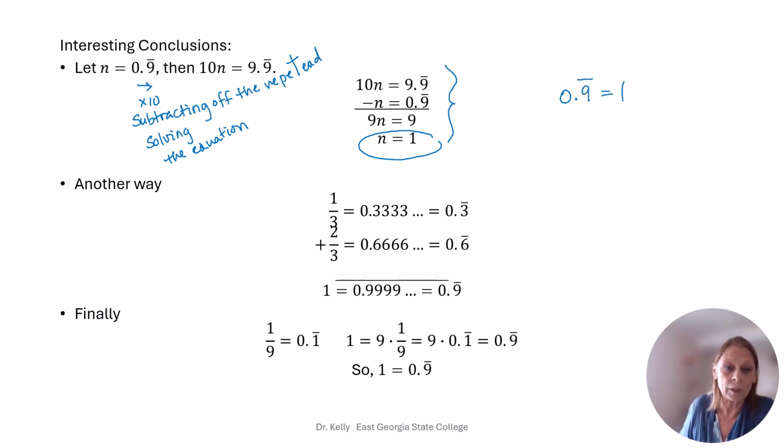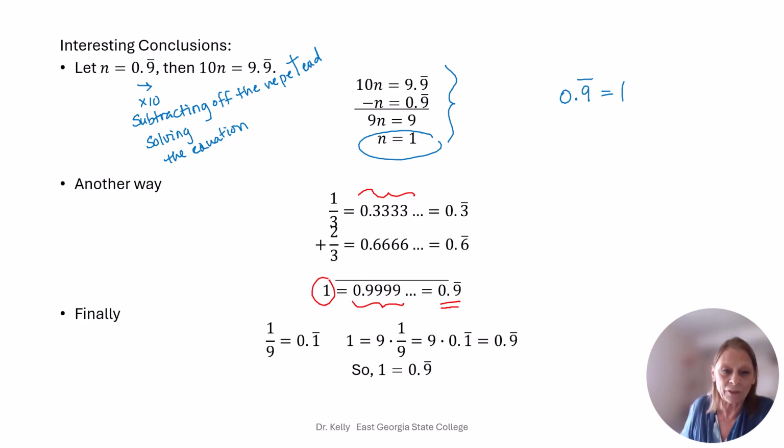Let me show it to you another way. Here's another way we could look at it. We could add 1/3 and 2/3. Well, we know 1/3 plus 2/3 is equal to 1, but we can write it out as a repeating decimal and add it together as a repeating decimal. So that does show also that 0.9 repeating is equal to 1.